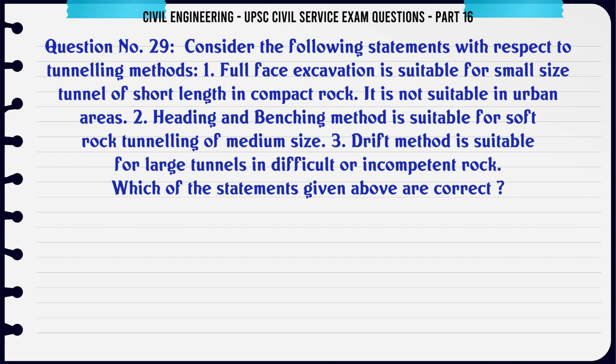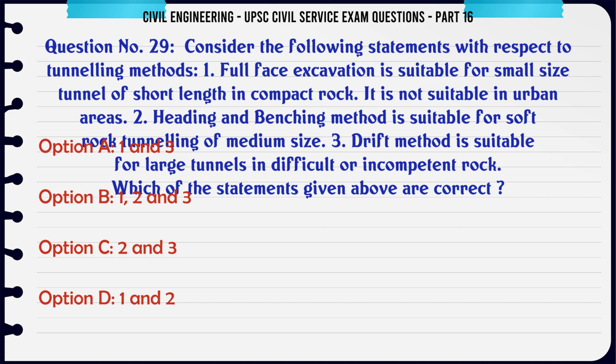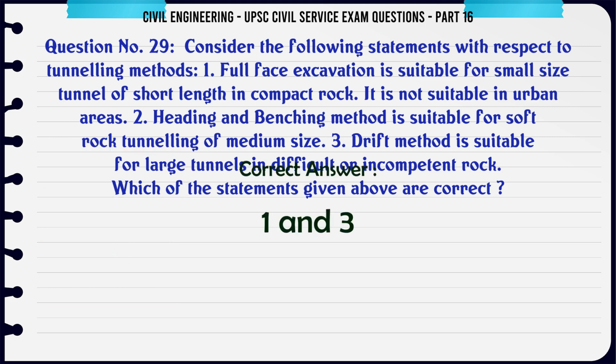Consider the following statements with respect to tunneling methods. 1. Full-face excavation is suitable for small-size tunnel of short length in compact rock. It is not suitable in urban areas. 2. Heading and benching method is suitable for soft rock tunneling of medium size. 3. Drift method is suitable for large tunnels in difficult or incompetent rock. Which of the statements given above are correct? A 1 and 3. B 1, 2 and 3. C 2 and 3. D 1 and 2. The correct answer is 1 and 3.